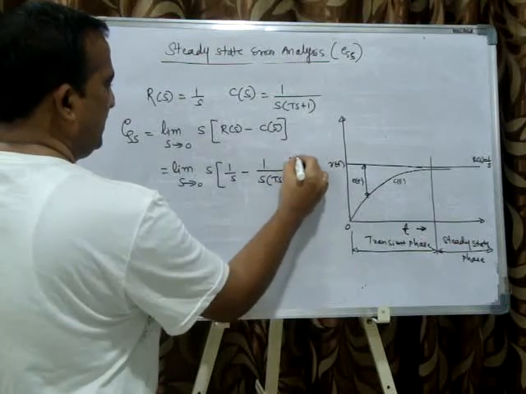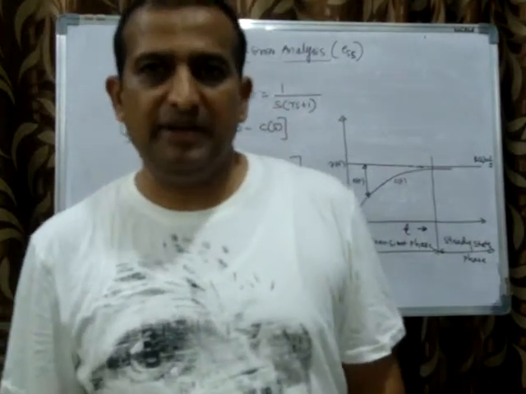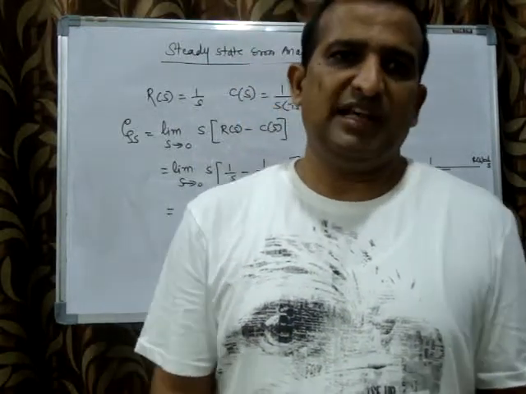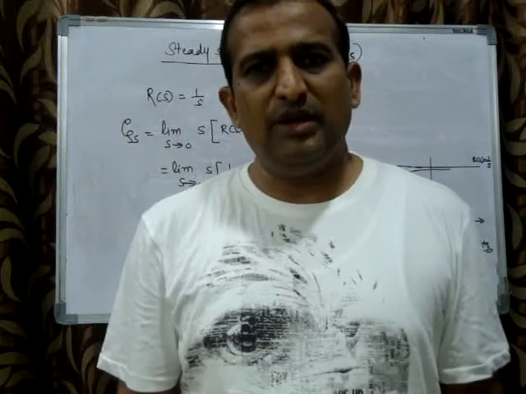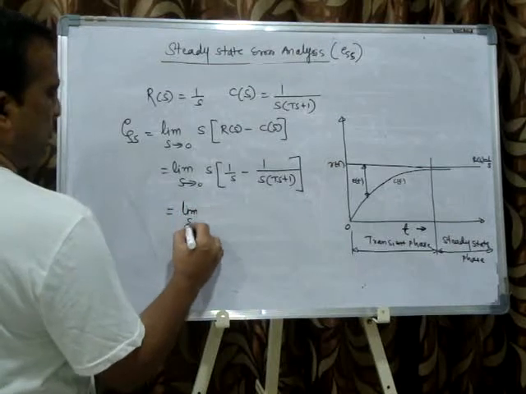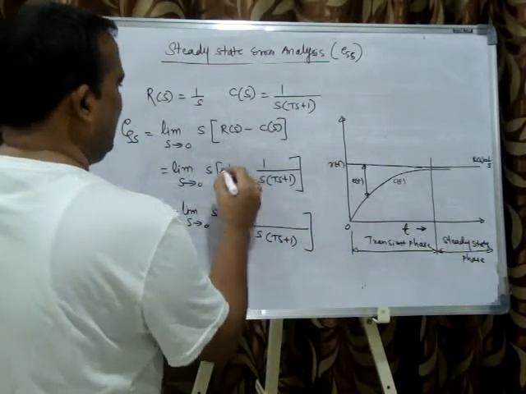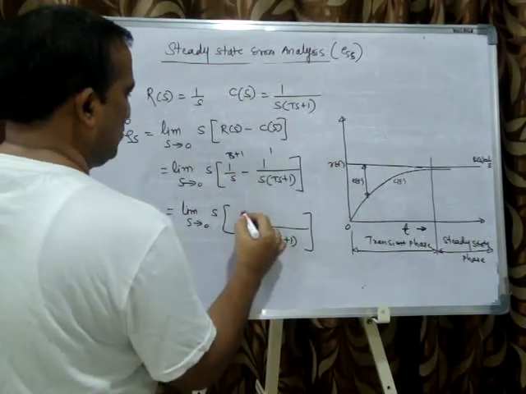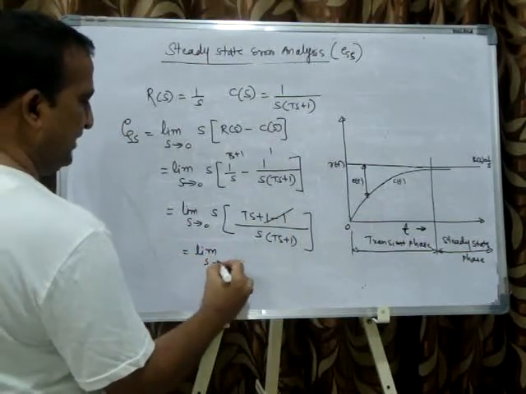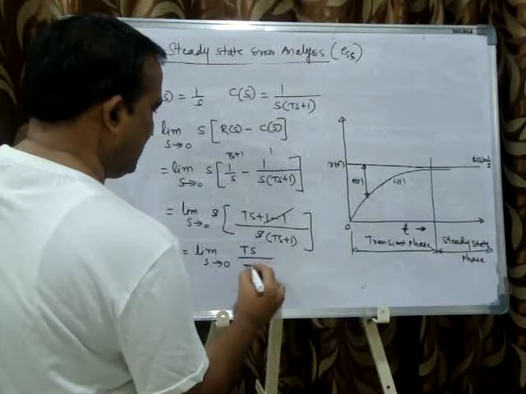1 by Ts plus 1. In the limit, you should not get 0 by 0 or infinity by infinity, because it is indeterminate. Whenever you get 0 by 0 or infinity by infinity, there is no need to apply L'Hospital's rule, you only take a common denominator or remove the bracket. So here, limit s tends to 0, I will take the LCM first. LCM is s(Ts plus 1). Here Ts plus 1, here 1. So Ts plus 1 minus 1 gets cancelled, and this gets cancelled. So Ts divided by Ts plus 1.